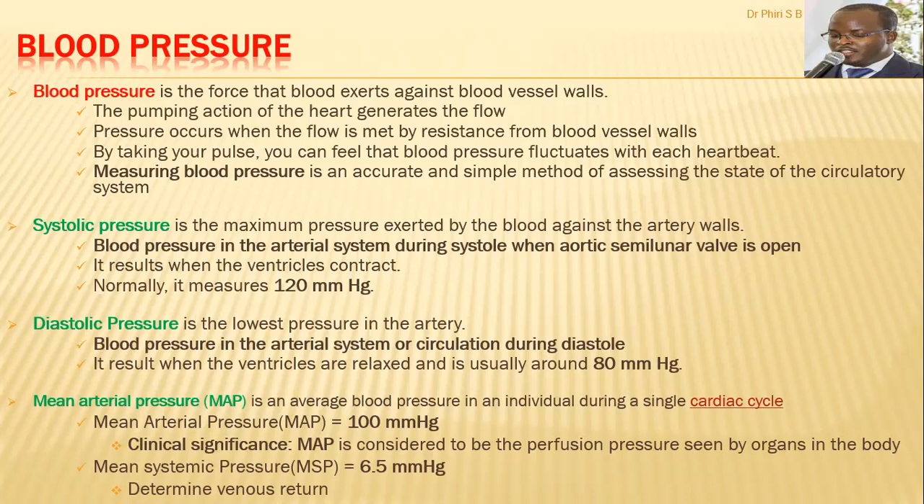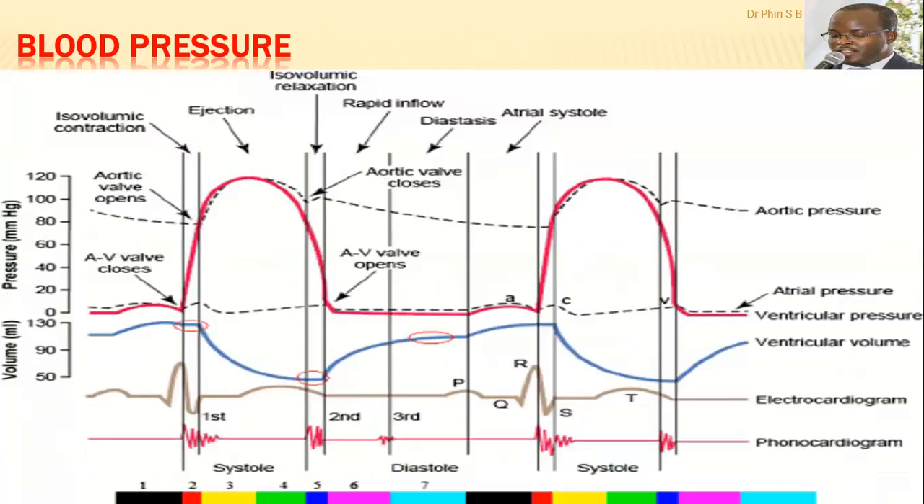So it's going to determine the venous return. It's going to determine the blood that is returning back to the heart. So that's the mean systemic pressure.